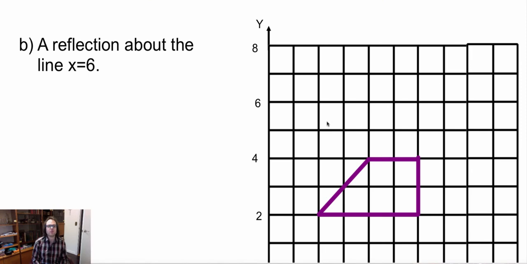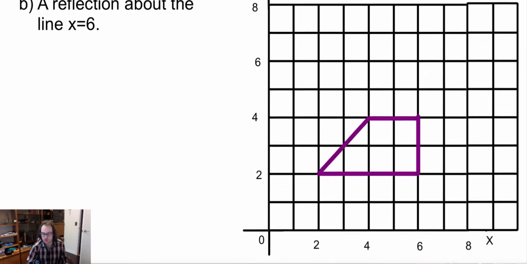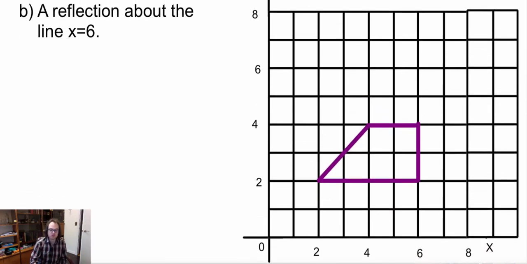So my next example wants us to find a reflection about the line x equals 6. So first we're going to have to draw a line where x is equal to 6. So I look at my x-axis, and it's right here, and we want where x is equal to 6. So I go from 6 and I draw straight up on my x-axis because x is equal to 6.